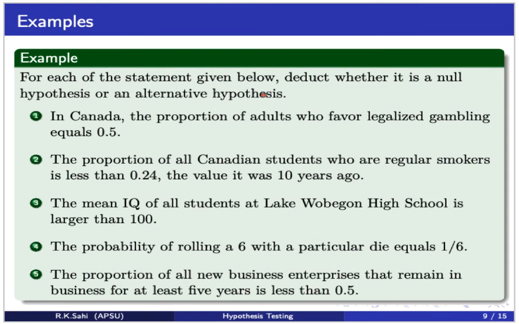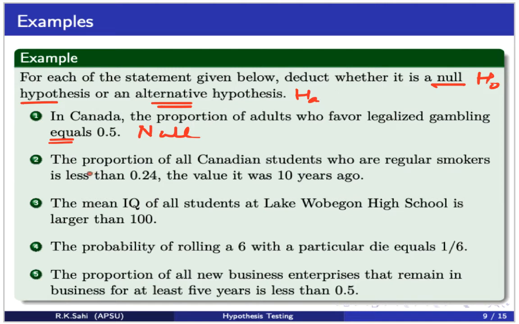Now, for each of the statements given below, deduce whether it is a null hypothesis or an alternative hypothesis. So null means H sub 0. An alternative hypothesis means H sub A. So let's read the first one. In Canada, the proportion of adults who favor legalized gambling equals 0.5. You see the word equals? That means simply it's a null hypothesis.